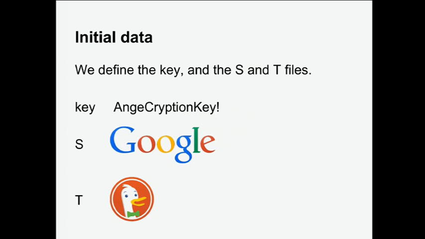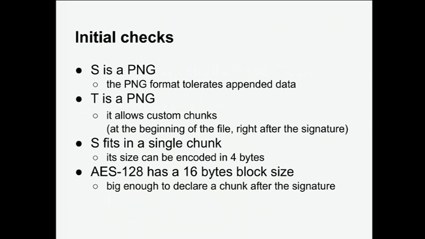So now, let's start again. We have the key, the source and the target files, the encryption key, and these are our two original files from the web. So, initial checks. The source file is a PNG. The PNG format tolerates appended data.